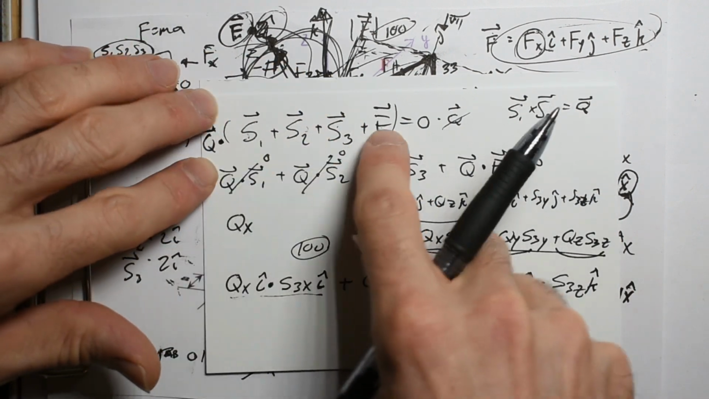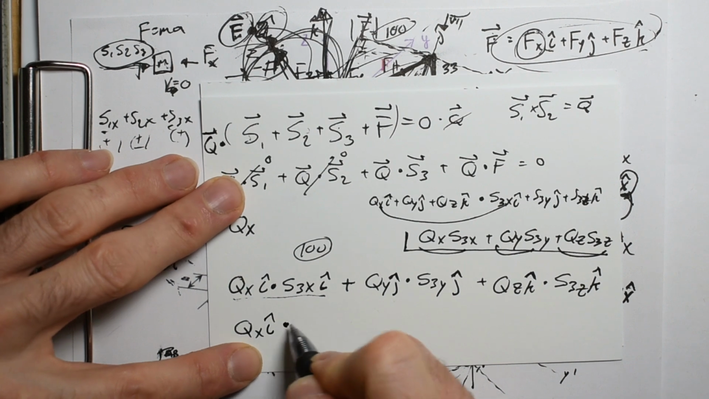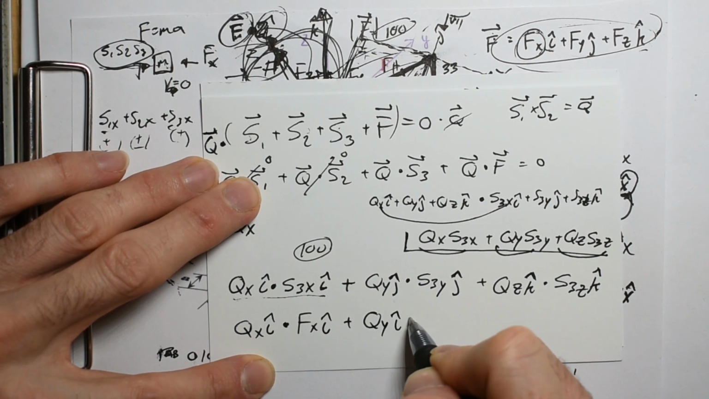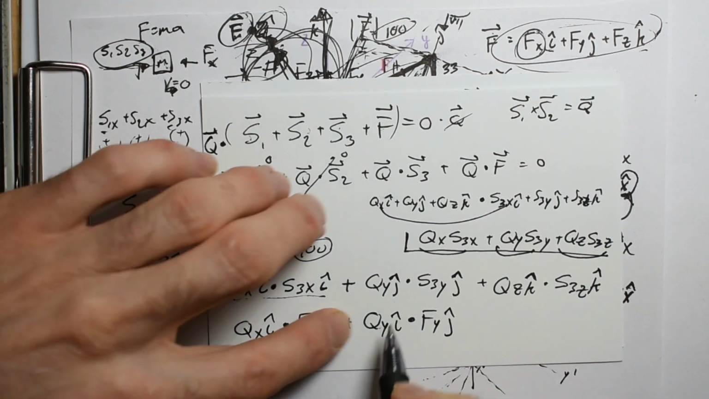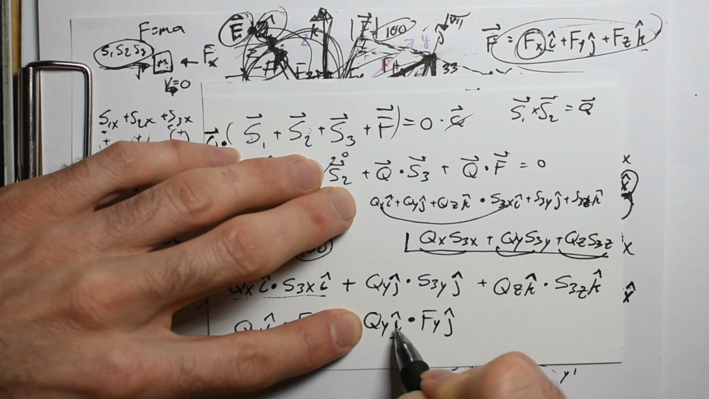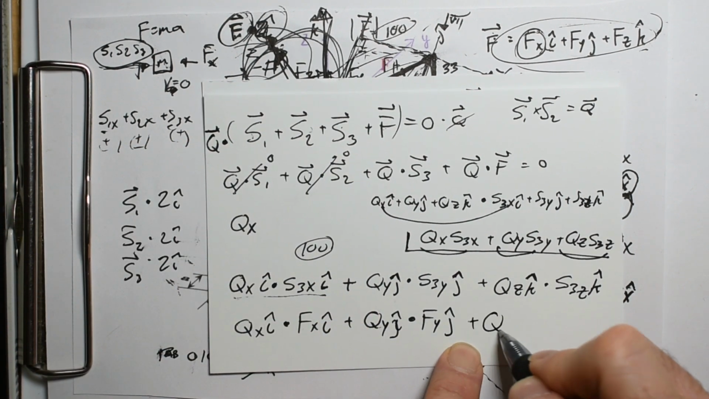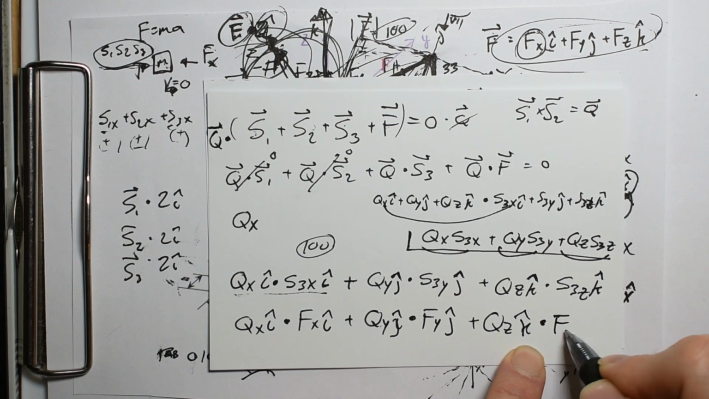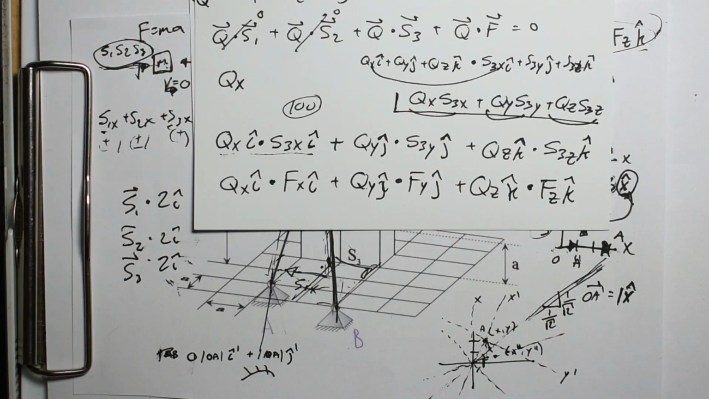And then the same thing is going to happen with Q. You're going to get Qx i hat dotted with Fx i hat plus Qy j hat dotted with Fy j hat. Did I get these all right? Yeah. Plus Qz k hat dotted with Fz k hat. See, it just gets tedious. But then this gives you this.